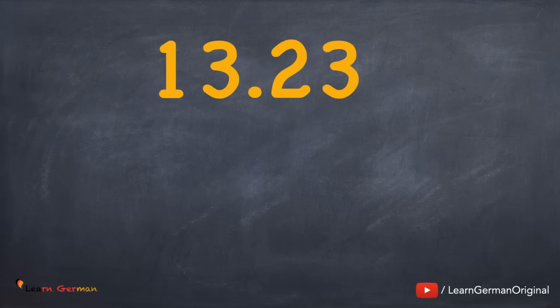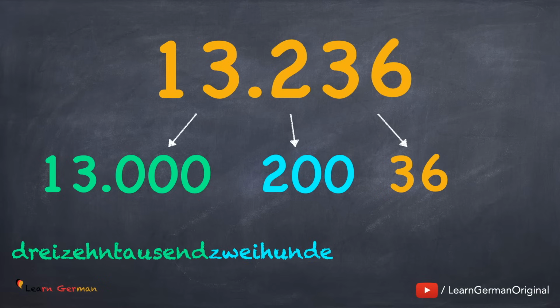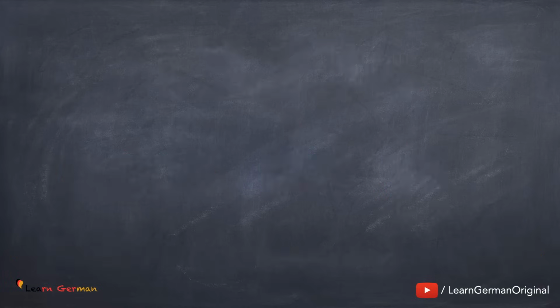Let's take a bigger number. 13.000 plus 200 plus 36. So we say 13.236. Don't let these numbers scare you. If you look at what's written here, you will find that it is really simple to remember. For bigger numbers, you can use this technique to form or to read or to write any number. Try doing that with some other numbers.